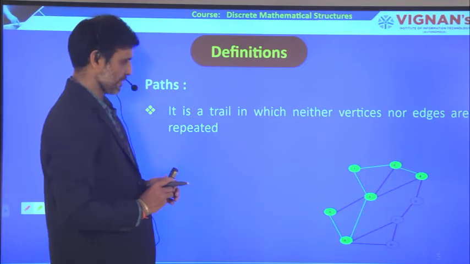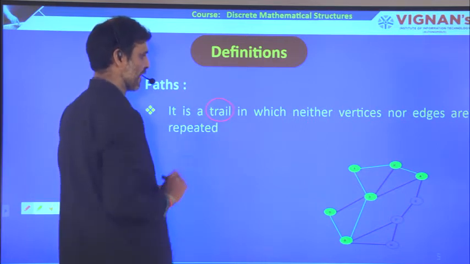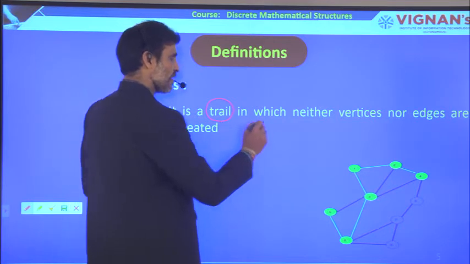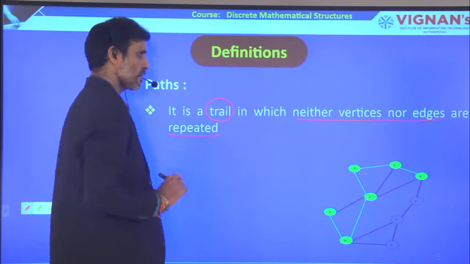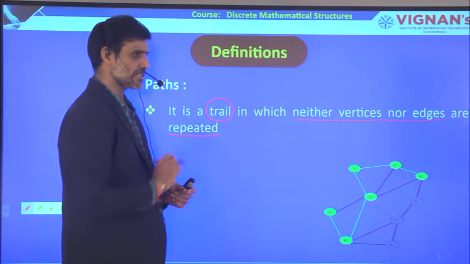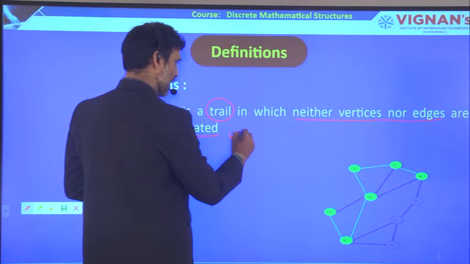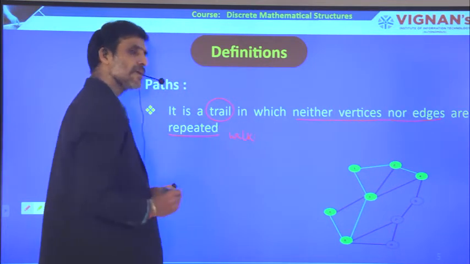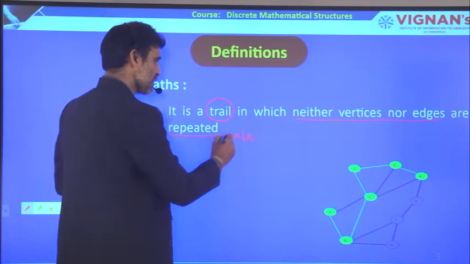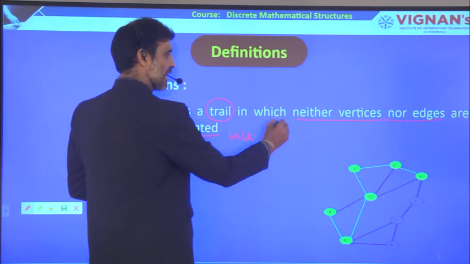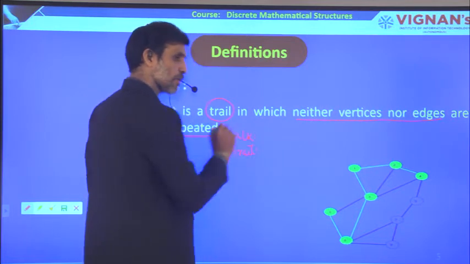Now coming to the path, what is that? It is a trial. Remember that it is a trial. We just now defined what a trial is, in which neither vertices nor edges are repeated. I will give you a table finally, so that you can understand the difference between all these terms. In a walk, vertices and edges may be repeated. In a trial, vertices may be repeated but edges cannot be repeated.